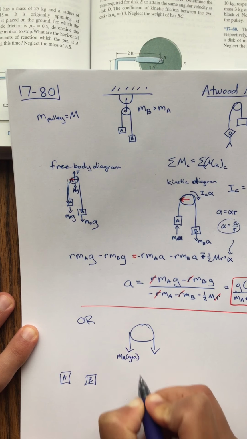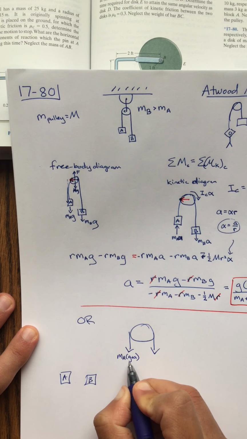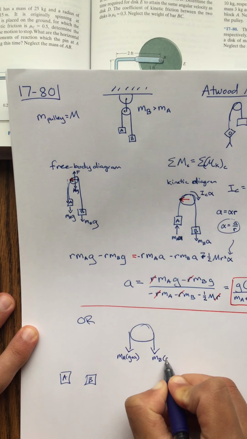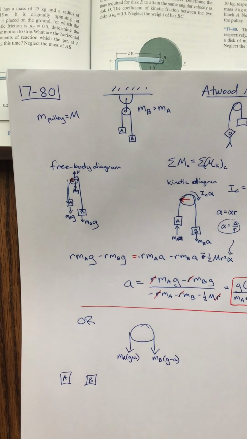Figure out that the tension on this side is the mass of A times g plus a, and on this side it's the mass of B times g minus a. And the reason that these forces are different is because in this problem our pulley has mass.